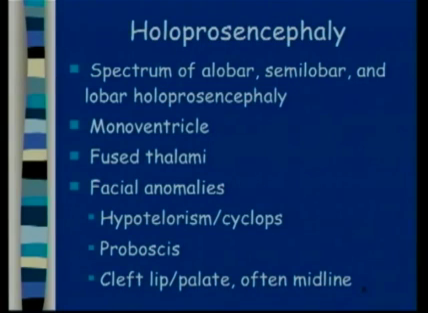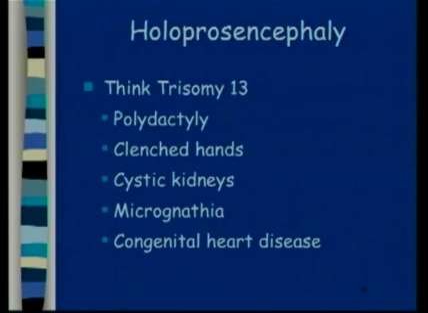Holoprosencephaly is a spectrum of disorders going from alobar, semilobar, and lobar. They generally have monoventricles, fused thalami. They often have facial anomalies: hypotelorism, cyclops, meaning one eye, proboscis, which is a fleshy mass above the region of the eye that looks kind of like a nose, but it's not a nose. And they often have midline cleft lip and palate.